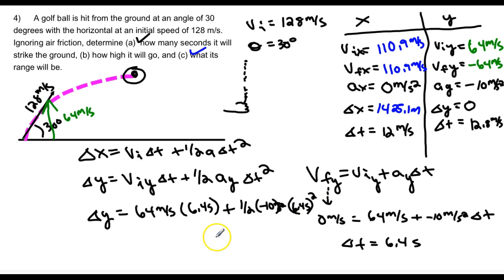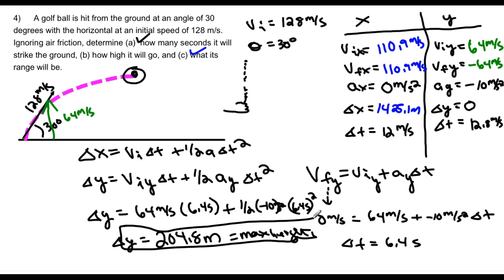So I'm going to pause the video and do the calculations real fast. I suggest you do the same just to make sure that you get the same as I do. Alright, and doing that, I got 204.8 meters. And that's going to be my max height right here. And that gives me part B right there.